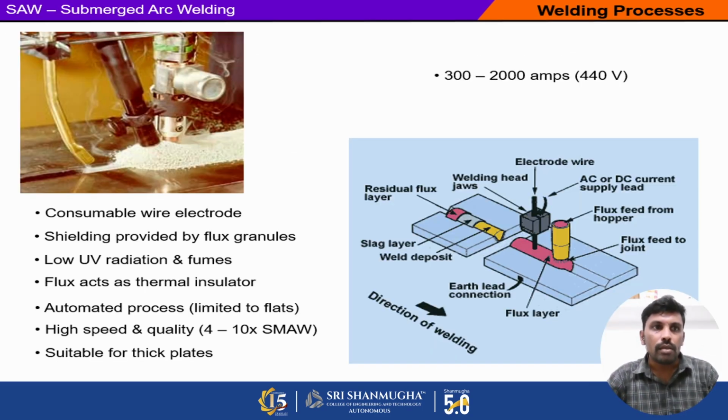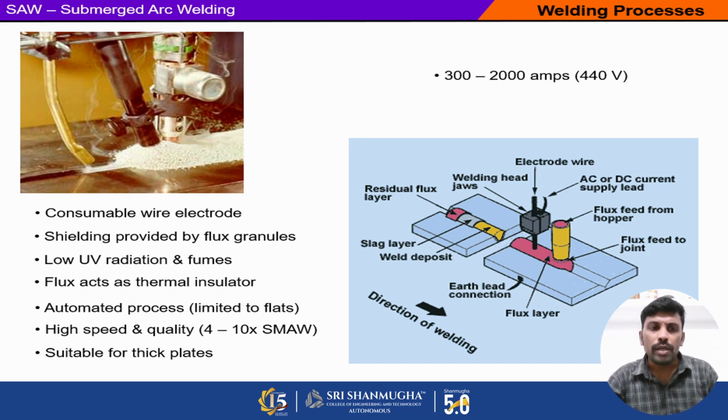So next one is the submerged arc welding process. In this process also we use a consumable wire electrode. The shielding is provided by flux granules. In this type of welding, the flux is used in the form of granules. In this process there is low UV radiation and fumes, because the welding wire is immersed in the flux granules. So the arc takes place inside the flux granules. The flux granules act as a thermal insulator.